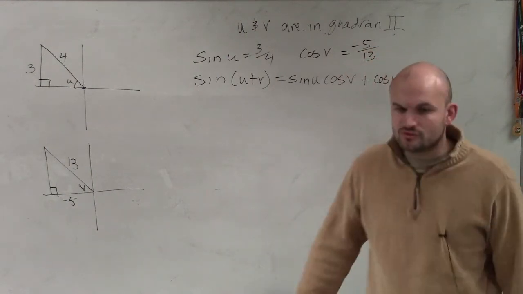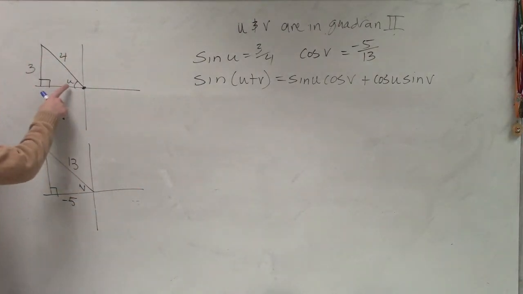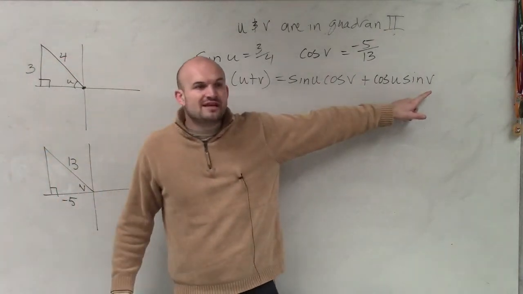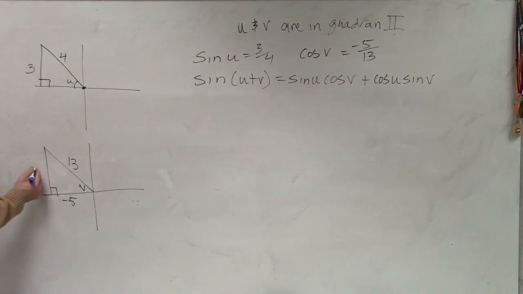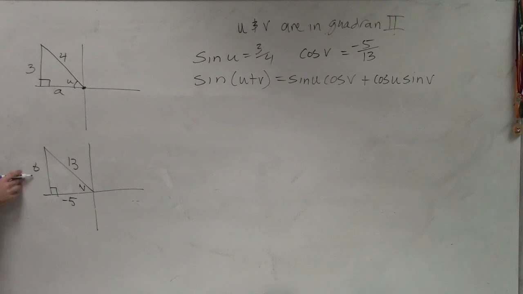Now, this one gets a little troubling because I know the sine of u. But I need to figure out the sine of v, so I need to figure out the opposite side here. Right now, I don't know this value, but I'm going to need them to evaluate. I'll call this b, and I'll call this one a. Thankfully, this is a Pythagorean triple, so you should know that b equals 12.